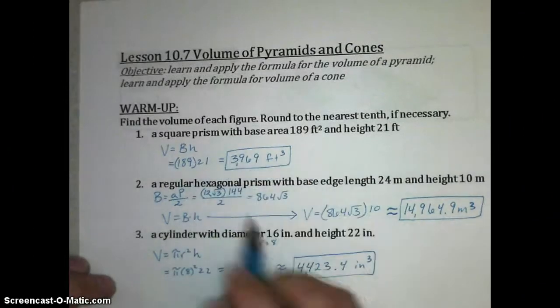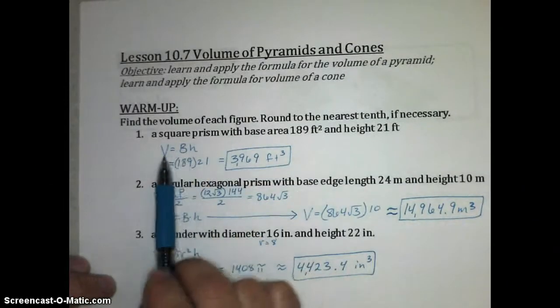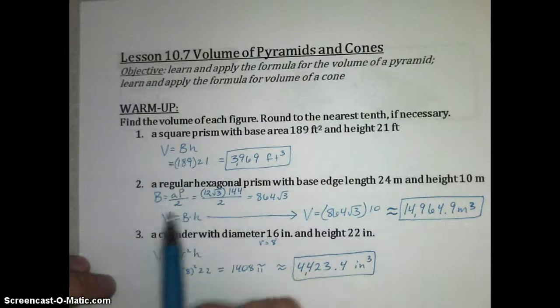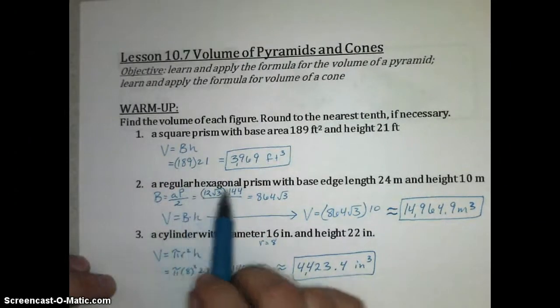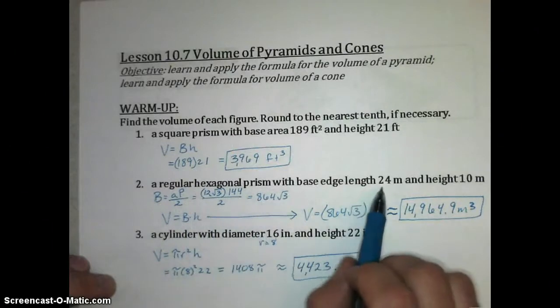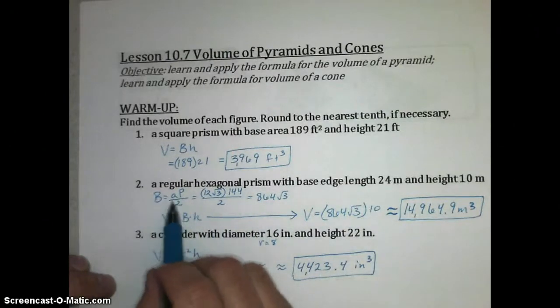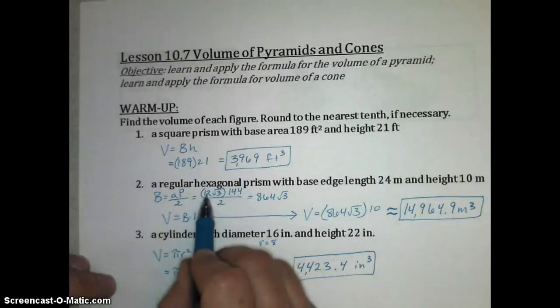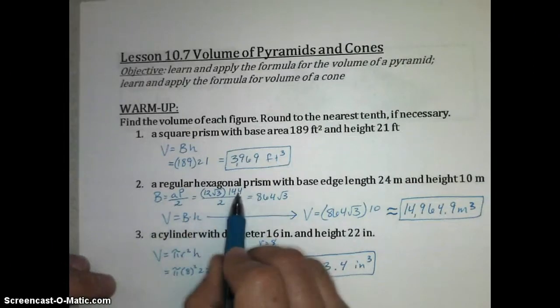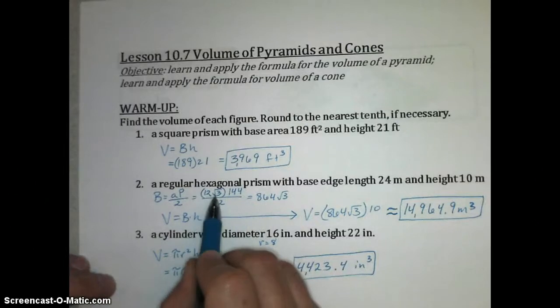3,969 cubic feet for the volume of our square prism. Remember, volume formula is base area times height. So we just plug in those measurements, and we get that. For a regular hexagonal prism where the base edge is 24 and the height is 10, we have to find our base area by using our regular polygon formula: apothem times perimeter divided by 2. Your perimeter would be 144, and your apothem is 12 root 3. Using your special right triangle, you figure that out.